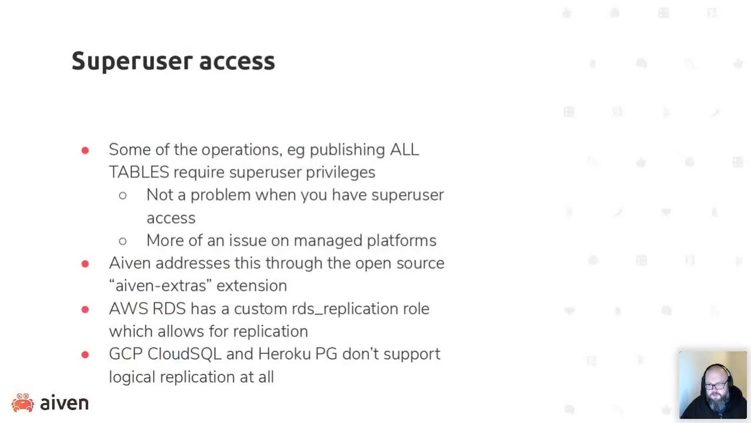Finally, especially with managed services, it's good to know that some operations related to logical replication require superuser privileges on the database. Aiven addresses this through the open source Aiven Extras extension, which exposes those operations. AWS RDS has a custom RDS replication role which enables this. Others like GCP Cloud SQL and Heroku Postgres don't support logical replication at all.